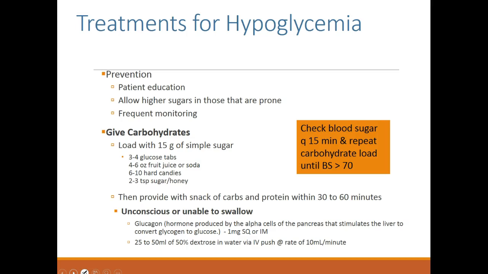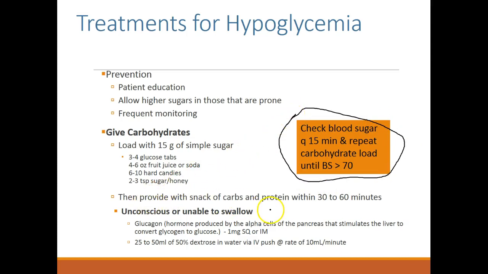Give them 15 grams of a simple sugar or carb. That's going to be equal to 3 to 4 glucose tablets, 4 to 6 ounces of a fruit juice or soda, 6 to 10 hard candies, and 2 to 3 teaspoons of sugar or honey. Once you check it again here, repeat if blood sugar hasn't increased.